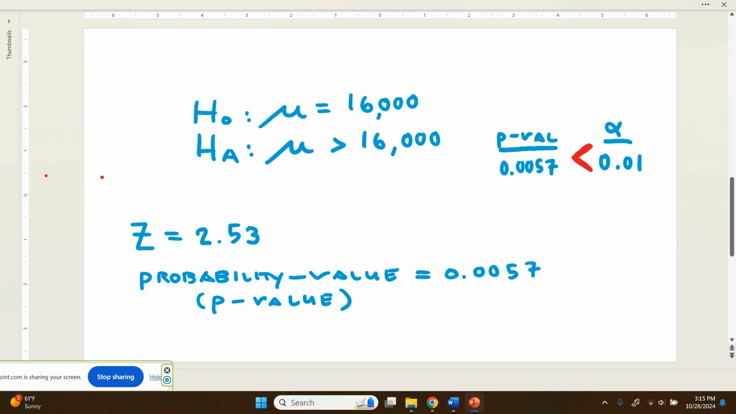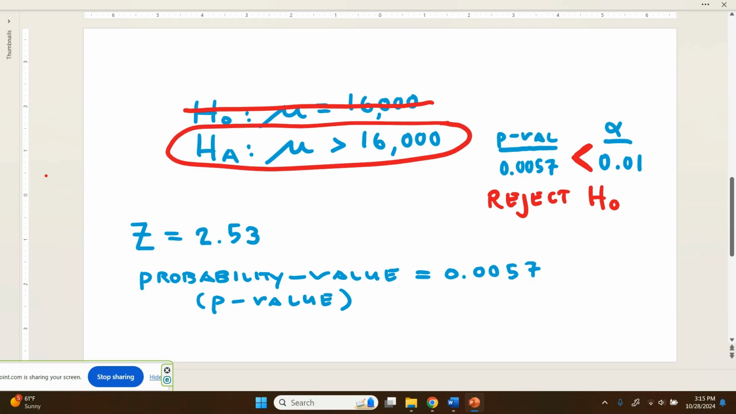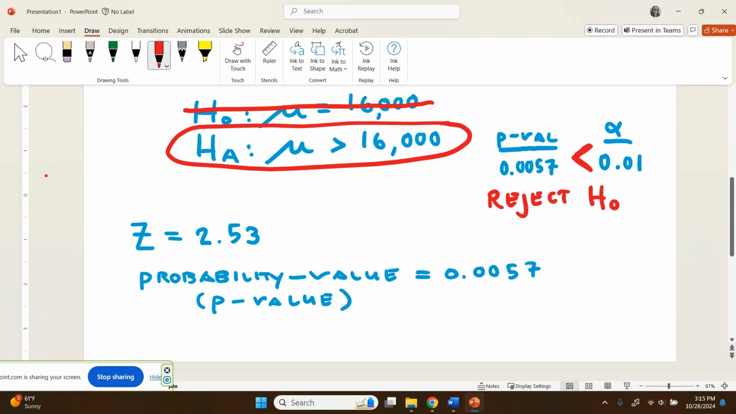So when our p-value is smaller than alpha, we reject the null hypothesis. Which means this goes away and our data is super supportive of the alternative, which says there has been an increase in the life of the processors or chips.